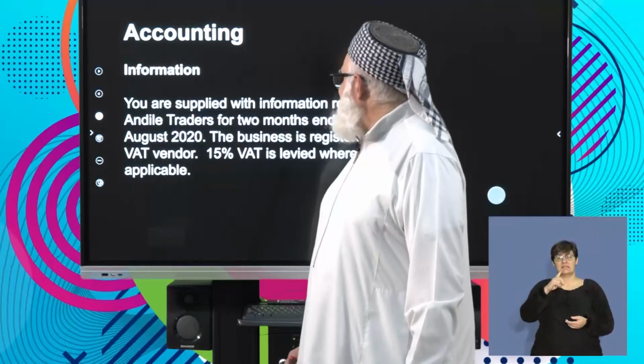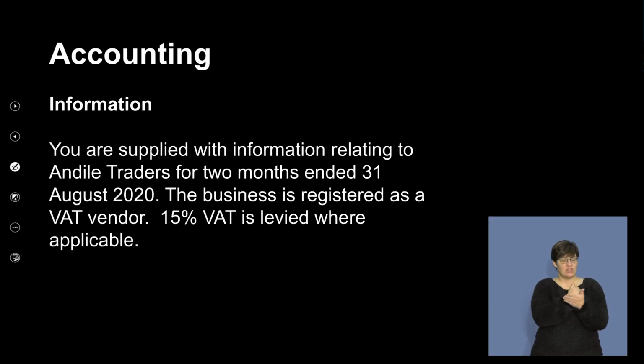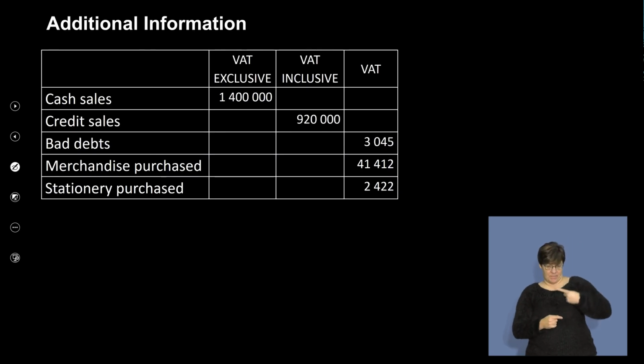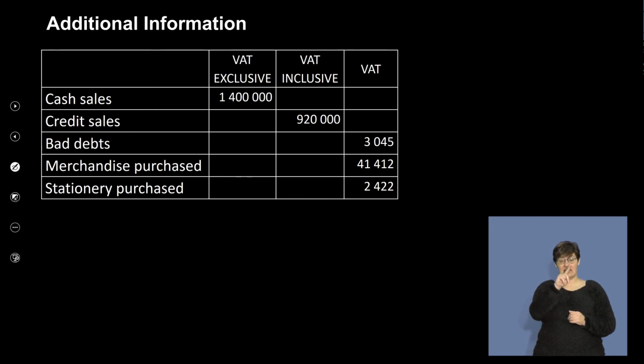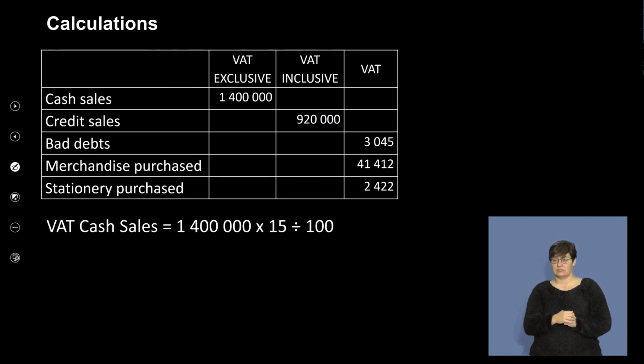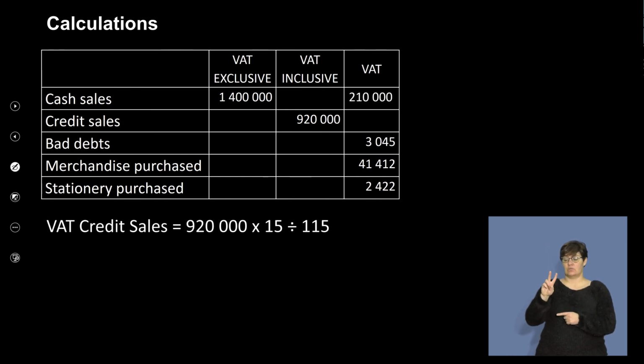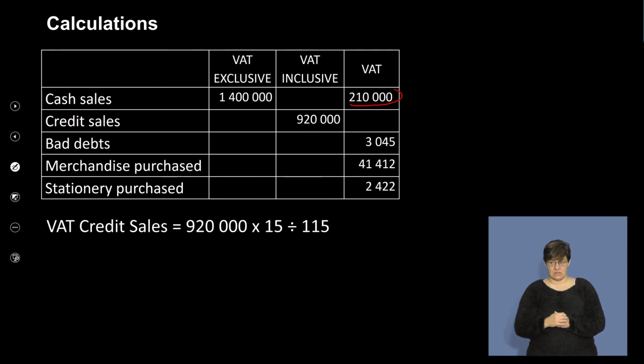Okay, we're busy with undeclared traders. The business is registered as a VAT vendor, 15% VAT is levied. Okay, calculate the amount due or receivable. Clearly you can see again, watch in this one here, you have VAT exclusive of 1,400,000. Clearly a calculation is necessary. There's my calculation, 1,400,000 times the 15% will give me my VAT amount of 210,000.